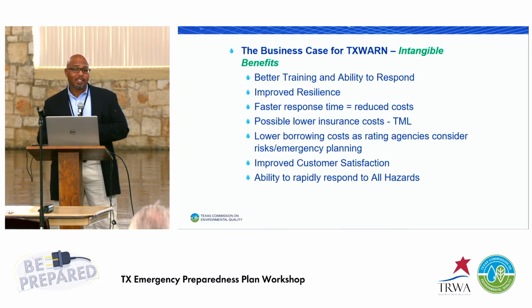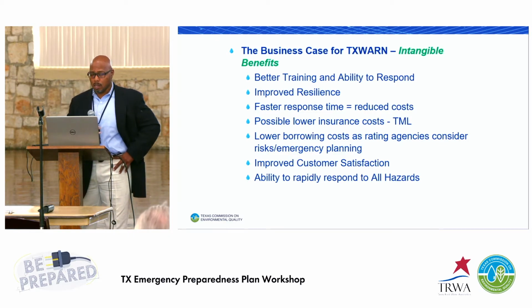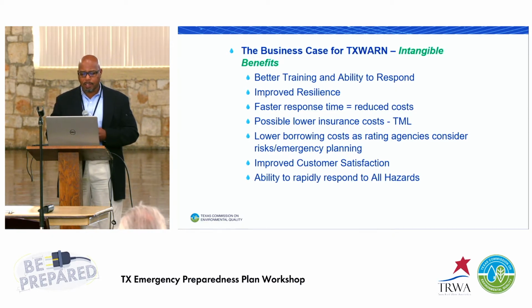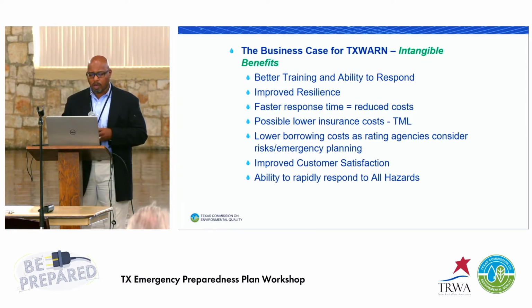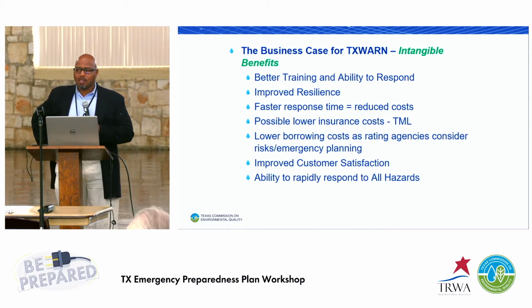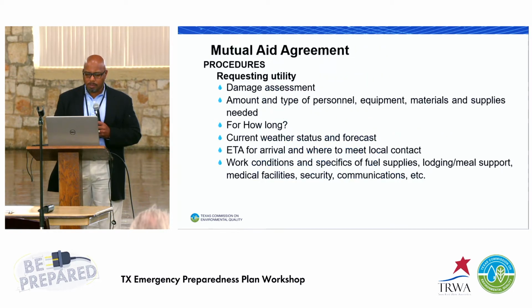Faster response times, ideally. Again, hopefully we can get things out quicker. And then some possible lower insurance costs. Being part of mutual aid, in some instances, insurance companies may reduce your costs knowing that you have that as a backup plan. And then, of course, if you're not buying equipment, buying things, then you don't have those costs. Or if you do, knowing that you have mutual aid, you could have some lower borrowing costs or ratings with other agencies that do look at that when you go out for loans and grants and things like that. Hopefully improve customer satisfaction by being able to maintain service during rough times. And then just the overall ability to respond to all hazards.